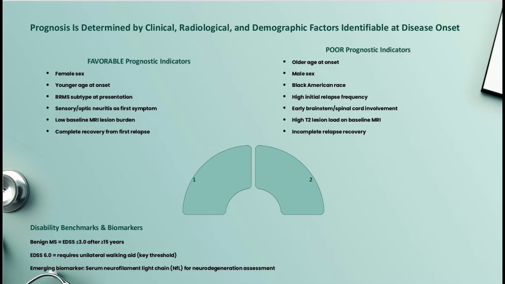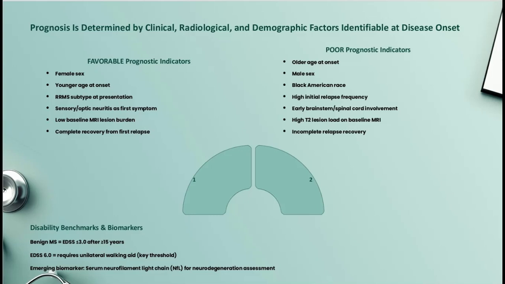MS prognosis varies widely between patients. Some remain relatively stable for years, while others accumulate disability more rapidly. Favorable prognostic factors include younger age at onset, female sex, relapsing remitting disease, sensory or optic neuritis presentations, low MRI lesion burden, and complete recovery from the first relapse. Poor prognostic indicators include older age, male sex, high early relapse frequency, spinal cord or brainstem involvement, heavy baseline lesion burden, and incomplete recovery after relapse. Primary progressive disease generally carries a less favorable trajectory.